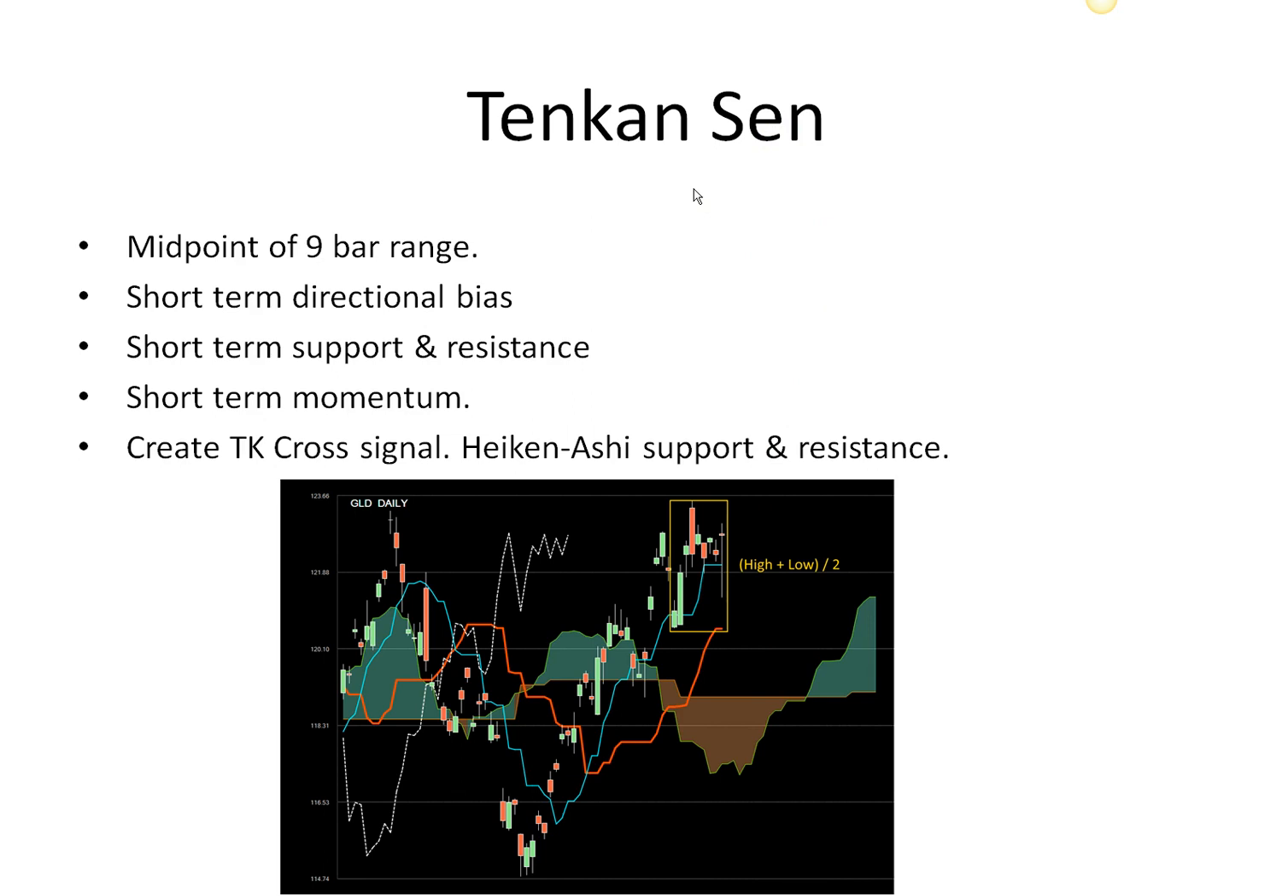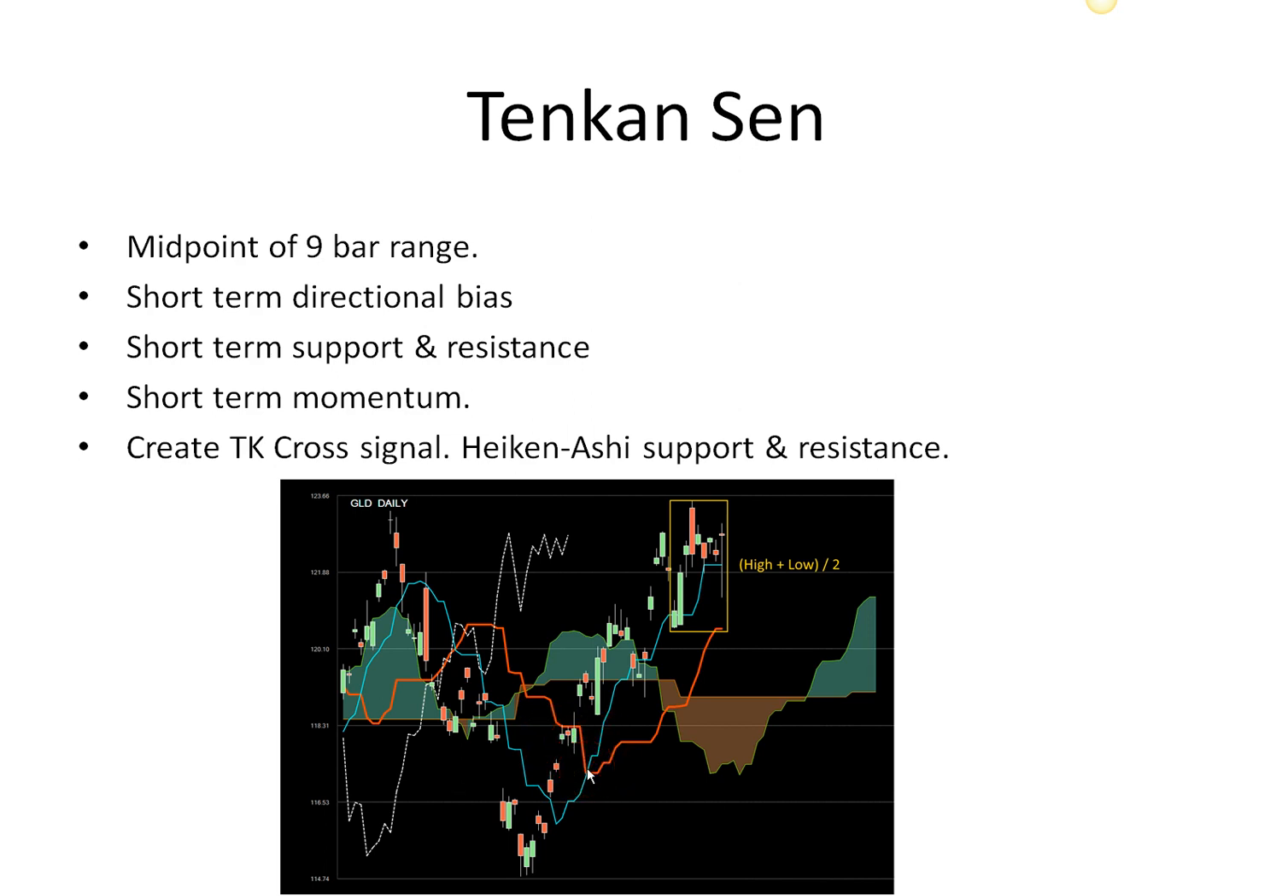Now let's just go over the individual components. The first one is the Tenkan Sen. And again, it's the midpoint of a 9-bar range. The Tenkan Sen will show a short-term directional bias. In other words, if it's heading up, then we know that the 9-day range is expanding. It shows short-term support and resistance, and it also shows short-term momentum, and we can judge that by the angle of ascent or descent. And the Tenkan Sen is also used to create the TK cross signal, and that's where the Tenkan Sen crosses the Kijun Sen, as you can see right here.